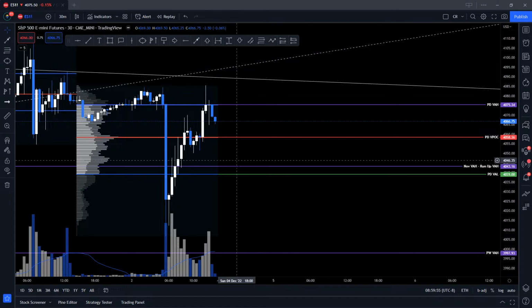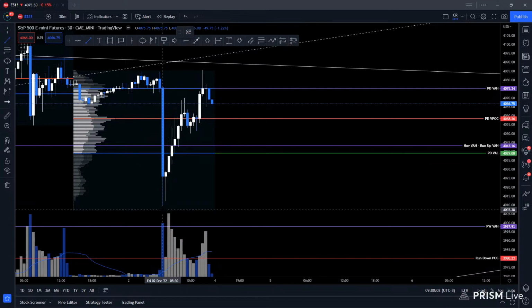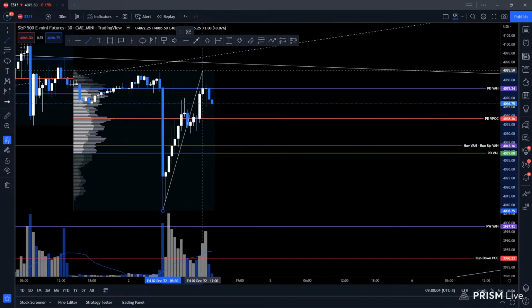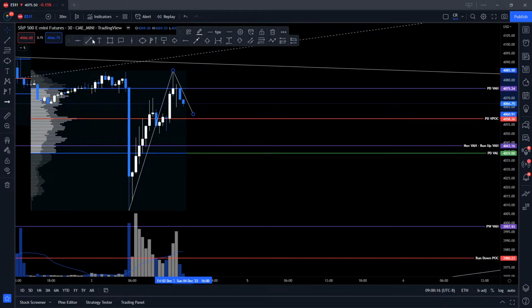Basically, if you're really paying attention, what we're really trading here is flags essentially. So if this is my flagpole, this is the flag itself here. This isn't exactly a pretty one, but it's going to have to do. I don't know, something like this. This is a bull pennant.